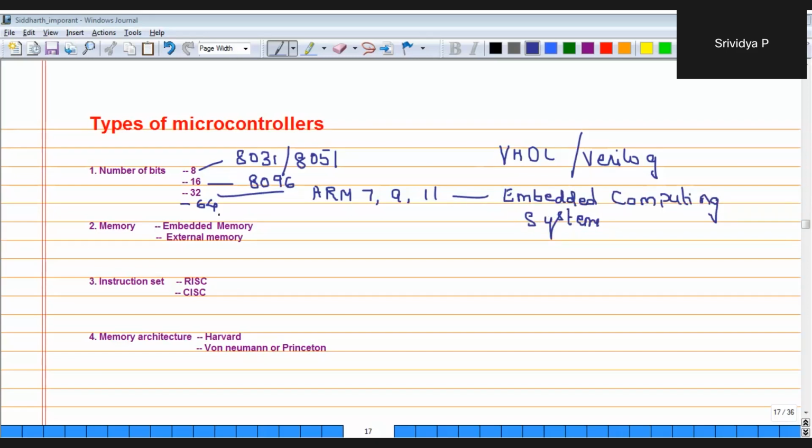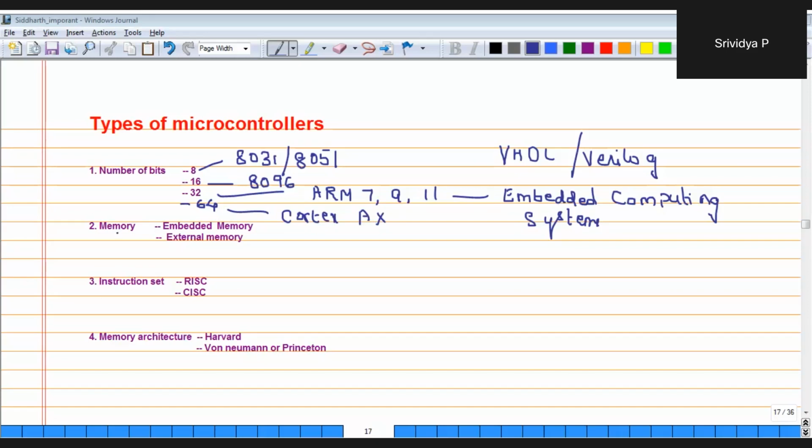Coming to 64-bit microcontroller, the internal bus for data transfer in a microcontroller is a 64-bit bus, and the ALU performs arithmetic and logical operations on operand words of 64 bits at the instruction. The MCU is said to be a 64-bit microcontroller. The example for this is the ARM Cortex-A series of processor-based microcontrollers.